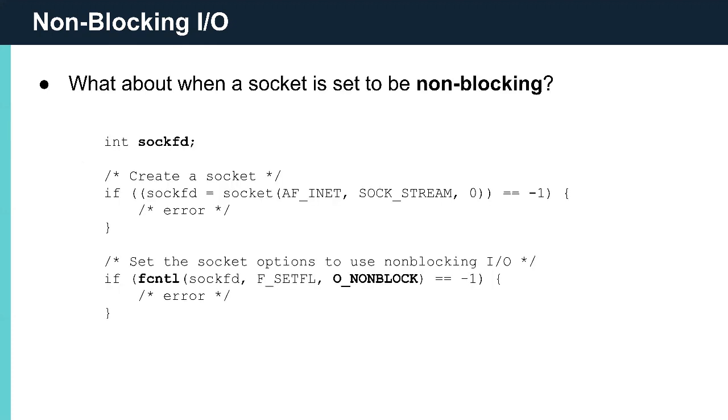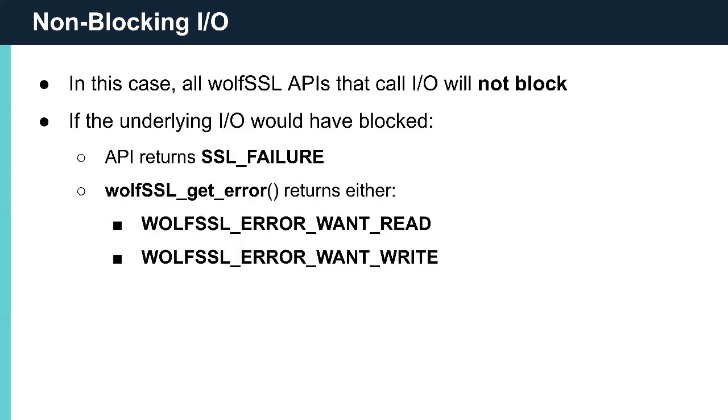Now, for non-blocking I/O, you can set your socket to be non-blocking, of course. This is at the application level, external to wolfSSL. And when you're using non-blocking I/O with wolfSSL, none of our I/O APIs will block anymore. So if the I/O call that you're calling would have blocked, that API instead will just return SSL_FAILURE, which you might think is an error at first. But if you call wolfSSL_get_error, you're going to see the underlying error code is WOLFSSL_ERROR_WANT_READ or WANT_WRITE. And that'll tell your application to come back around and call that same API again with the same arguments.